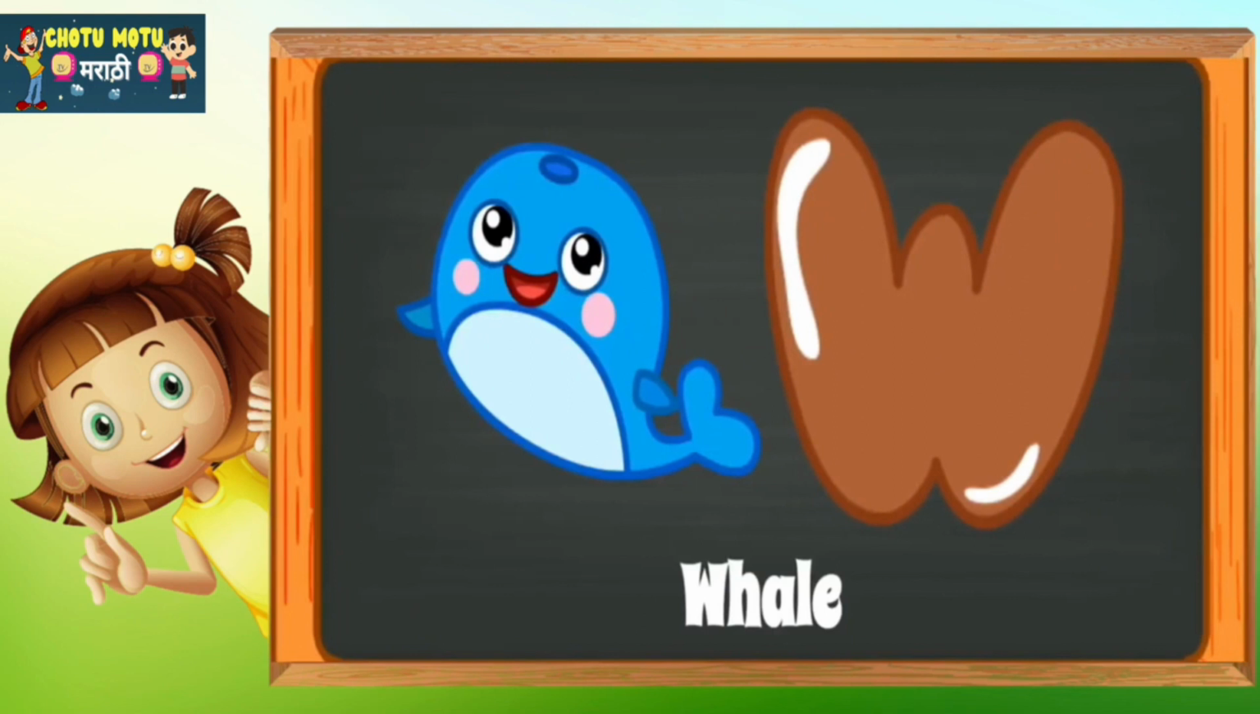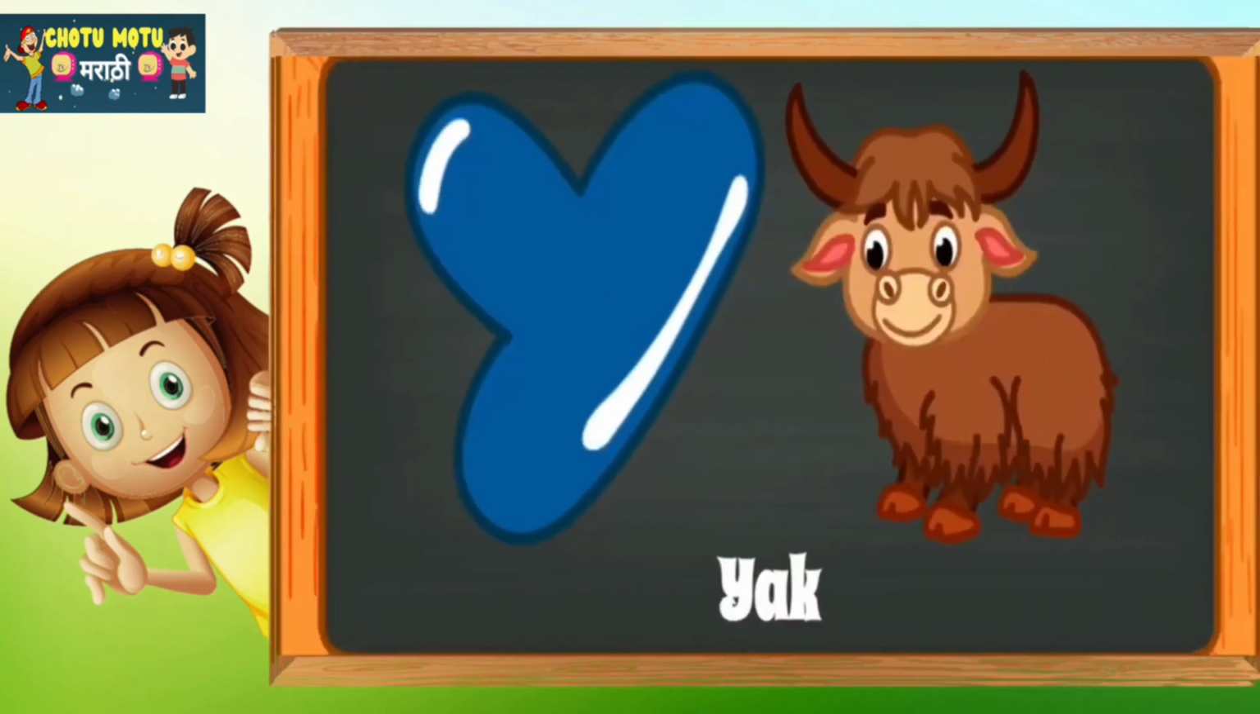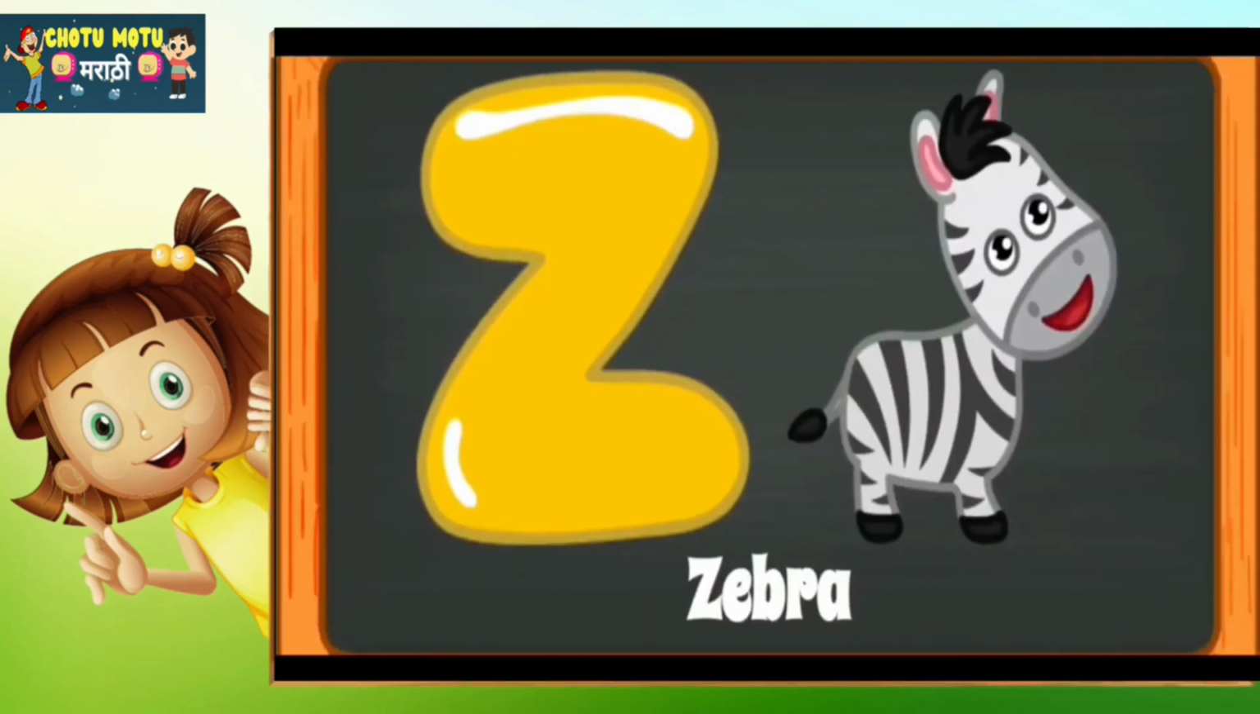W for whale. X for xylophone. Y for yak. Z for zebra.